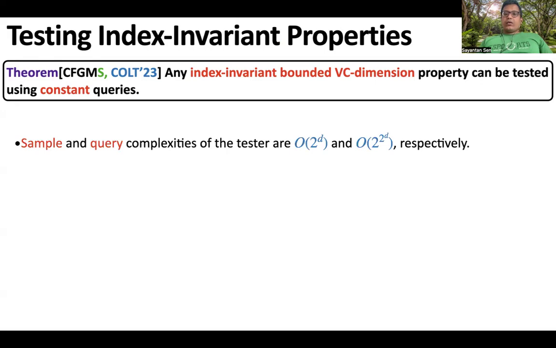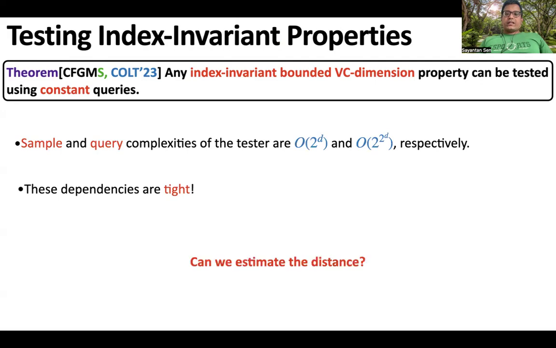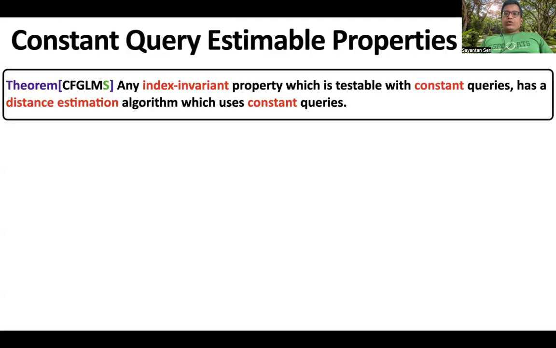It turns out that the sample and query complexity of our tester is doubly exponential in D, where D is the VC dimension bound. And it turns out that these results are tight. So a natural way to extend this result is, instead of testing, to estimate the distance between the unknown distribution and the property. In this work, we show that this is indeed possible. Given any index invariant property, we show that if it is testable using constant queries, then it has a distance estimation algorithm that also uses constant queries.